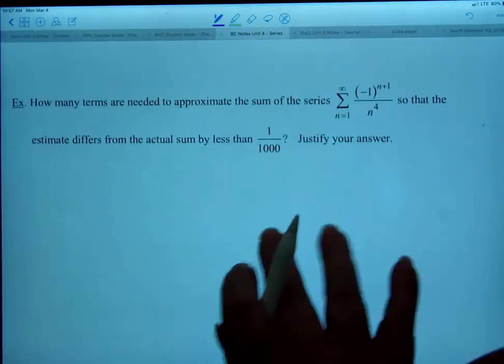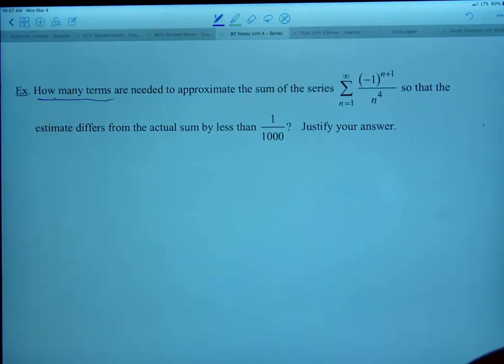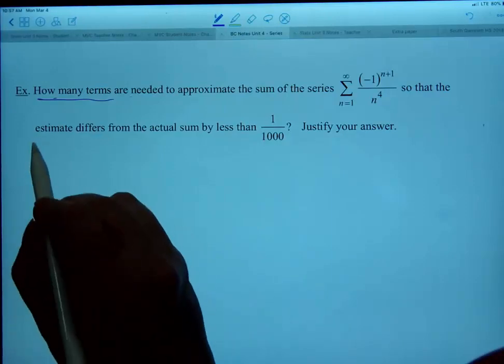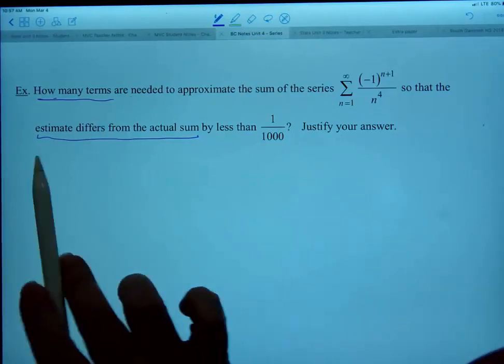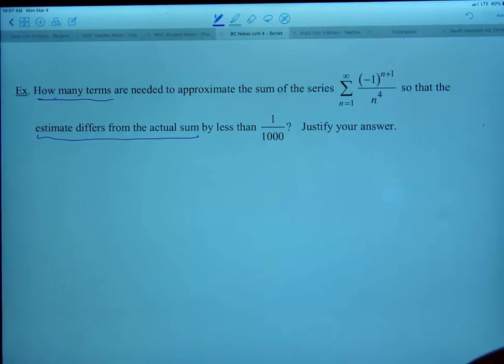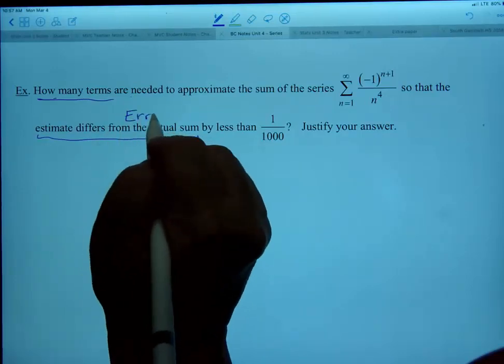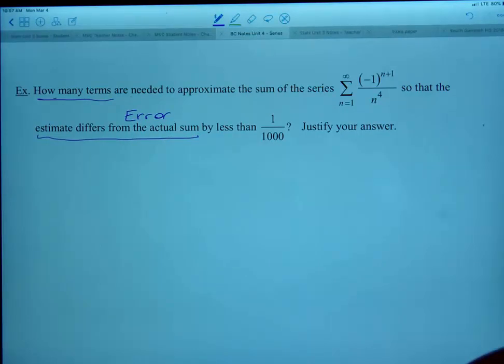The next question says, how many terms are needed to approximate the sum of the series so that the estimate differs from the actual sum by less than 1/1000? Justify your answer. That seriously is a very scary looking problem. But this phrase here, please underline that phrase, highlight that phrase, whatever. Anytime it talks about the estimate differing from the actual sum, you can replace all of that with the word error, because that's what it means. So now if you reread the problem, it's not quite so bad. How many terms are needed to approximate the sum of the series so that the error is less than 1/1000? That's a little better.